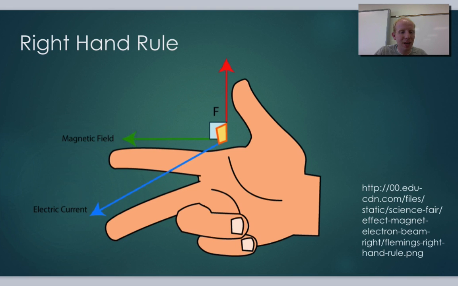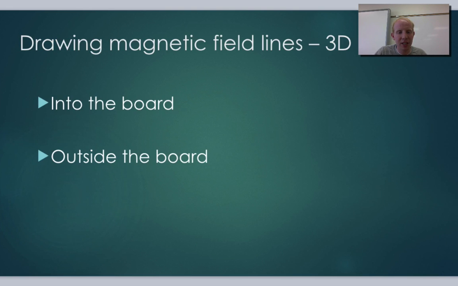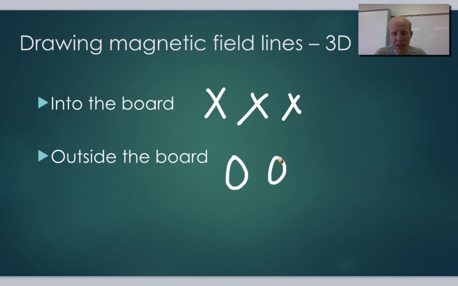Let's talk more about representing these fields into the board and out of the board. Again, if you're going into the board, it's an X like this, kind of representing that direction this way that we can't represent very well on paper. And O's mean out of the board. Sometimes they have dots in the center, but basically X's and O's.